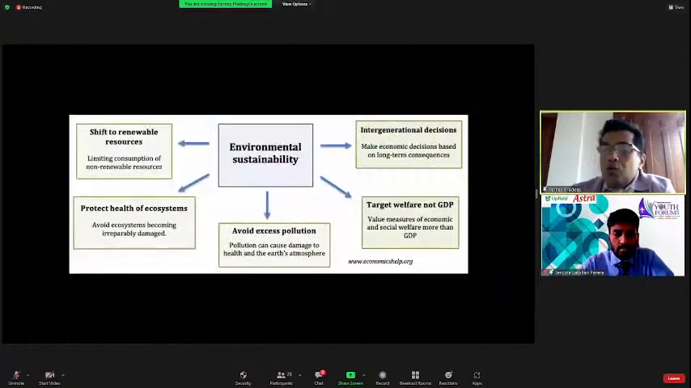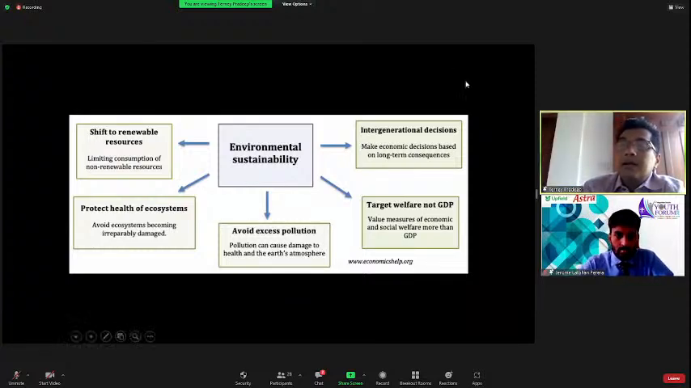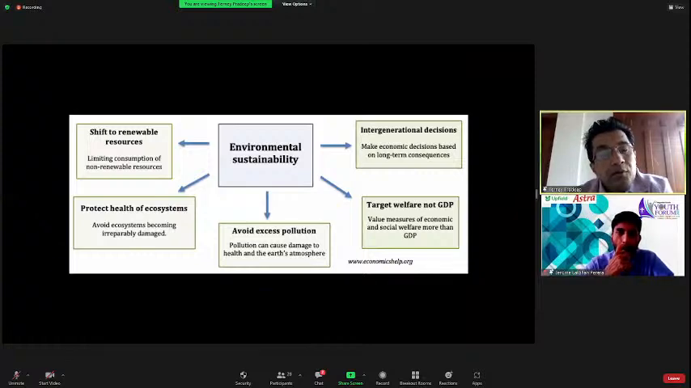So how do we convert that into sustainability, right? That's the issue. We can shift to renewable resources. For the moment we are using non-renewable, but we can shift to renewable. We can protect and manage our ecosystems. We can manage our forests, wetlands, mangroves, or maybe ocean environments. We can protect them. So we can avoid excess pollution. We can reduce our pollution, right?